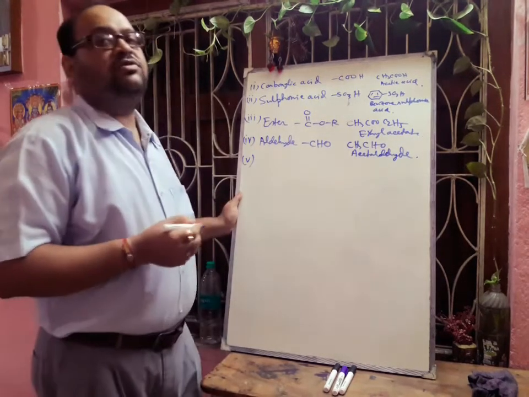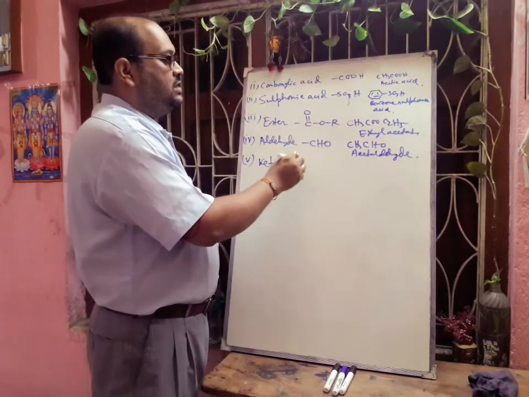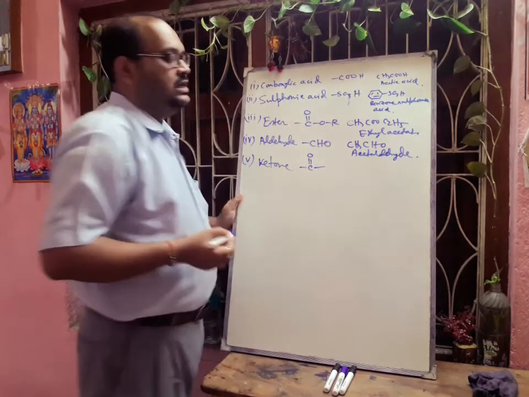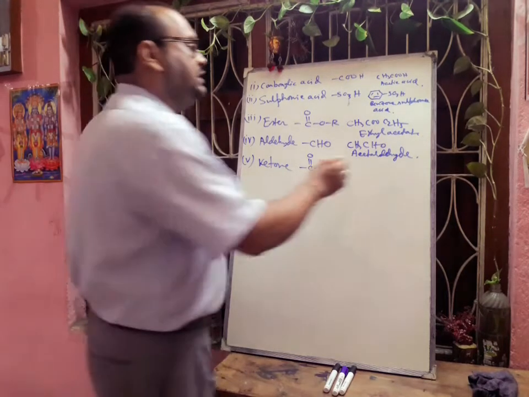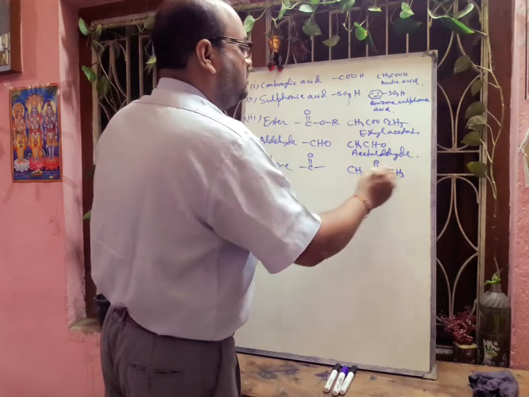Next we will discuss the ketone functional group. That is ketone, and it is generally represented by this functional group. Here on both sides there will be alkyl group. Okay, and we can take the example of the symmetrical ketone. This one is called acetone.